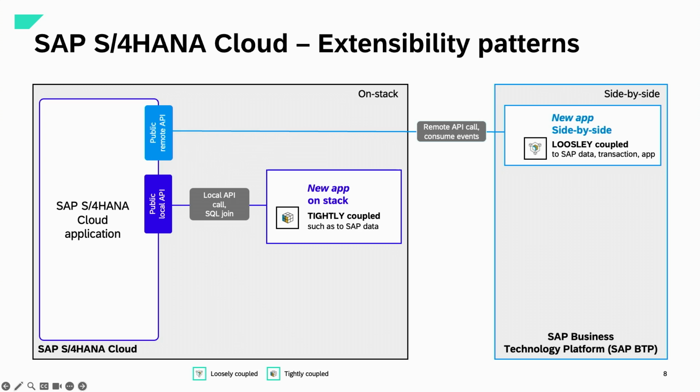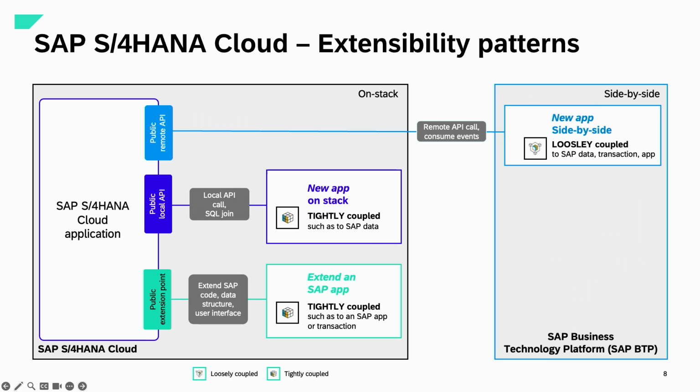Secondly, we have public local APIs in your S/4HANA Cloud applications, available since a year or two, where you can now build on-stack applications which are tightly coupled to your SAP data. So these are calls of local APIs or select statements on your CDS views, for example. And of course, you have the possibility to build and extend applications on the stack using public extension points. So both use cases are possible: extending SAP applications or creating new applications directly on the stack, if they are tightly coupled, for example, if you have to be in that logical unit of work.